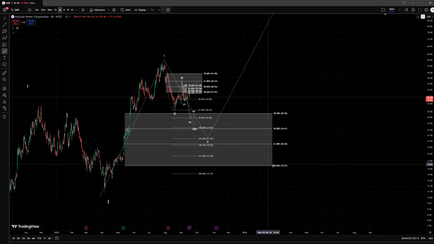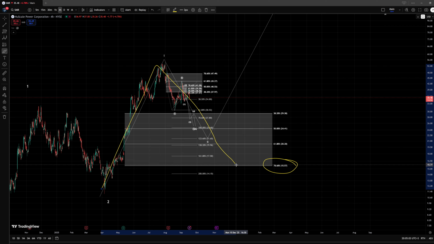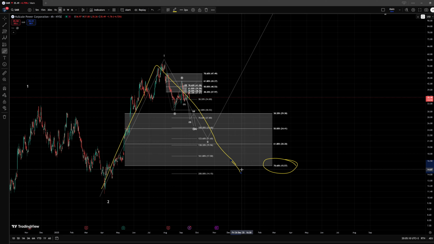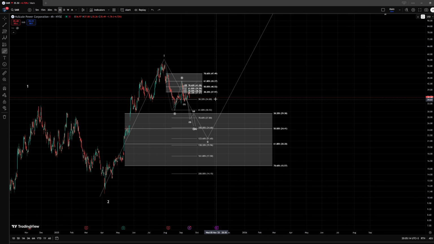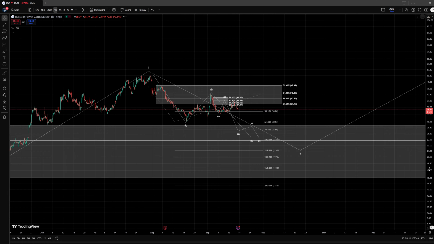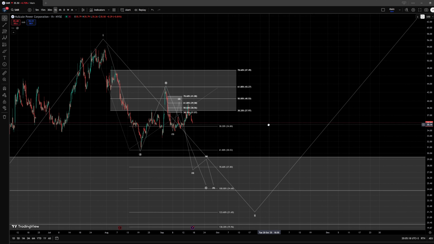We also have a pretty good indication of probabilities where if we break the 78.6% retracement, it would be a pretty great indication that this 1-2 setup is probably not going to work out, if we break confidently below it. Now so far we haven't even reached this support zone, so there is much to talk about in this area as well.